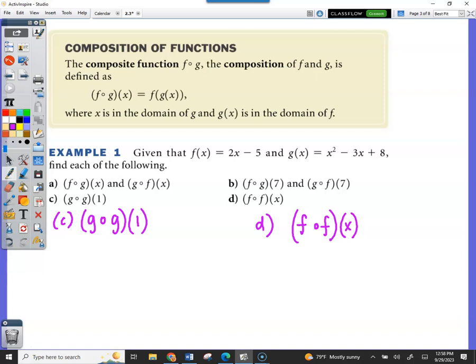You should get 26 for g of 1. Do you plug in there? Did you get 6 for g of 1? Plug it right back into g. Did you get 6 for g of 1? Then you plug that back into g. So now you're finding g of 6. 62? I got 26.